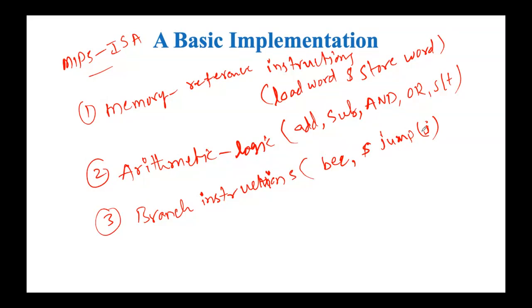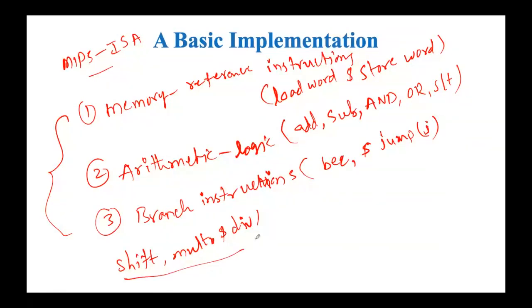This subset does not include all the integer instructions. For example, the shift instruction, the multiply instruction, and the division instructions are missing, and nor does it include any floating point instructions. So we will be examining an implementation that includes a subset of MIPS. The remaining integer operations like shift, multiplication, and division we are ignoring, and at the same time we are ignoring the floating point instructions also.